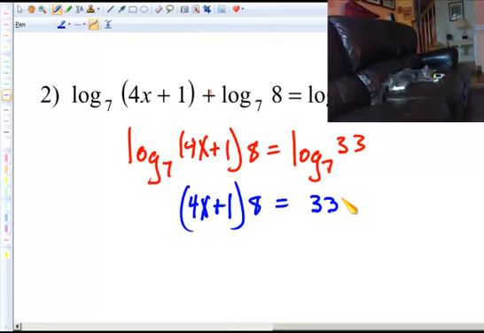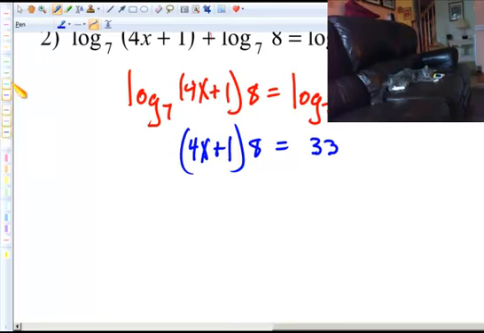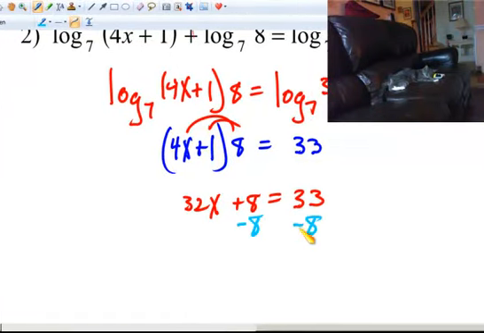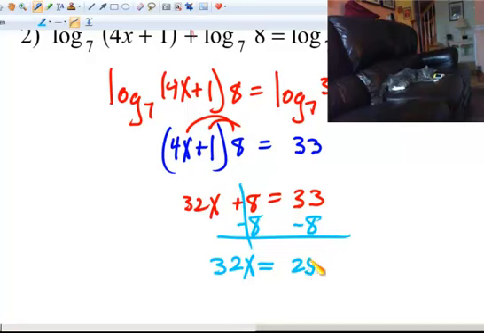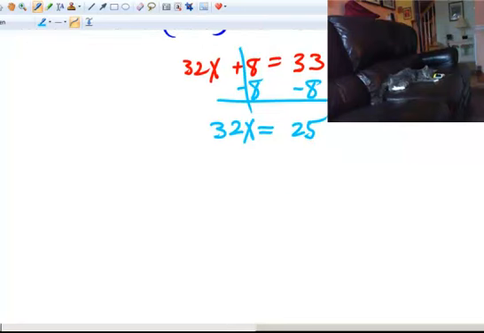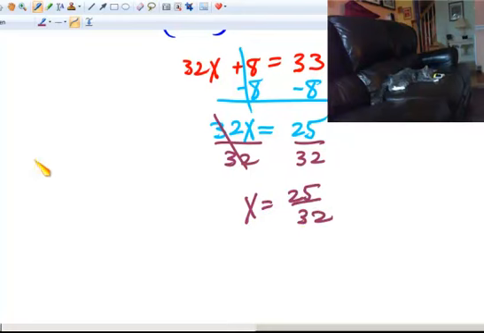So I get that. Now I'm just going to distribute and solve for x. So this is going to give me 32x plus 8 equals 33. I'm going to subtract 8, and that gives me 32x equals 25. And then lastly, I'm going to divide by 32. And that gives me x equals 25 over 32. And I'm all set.